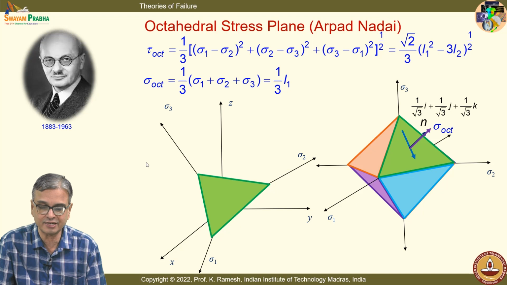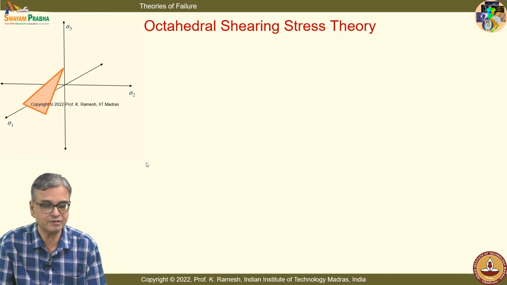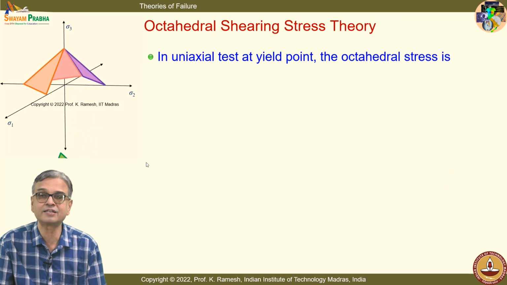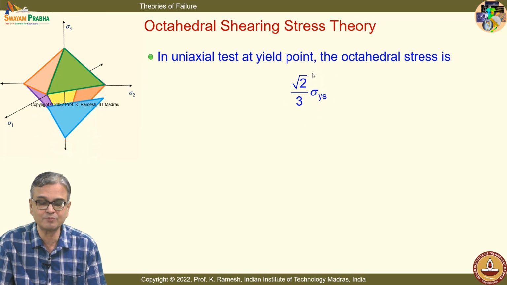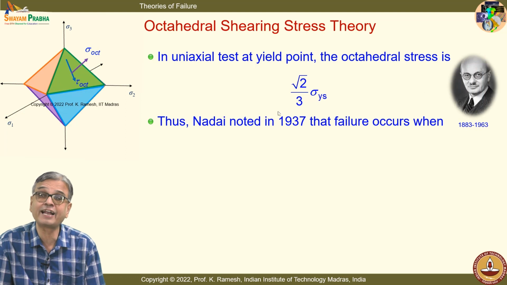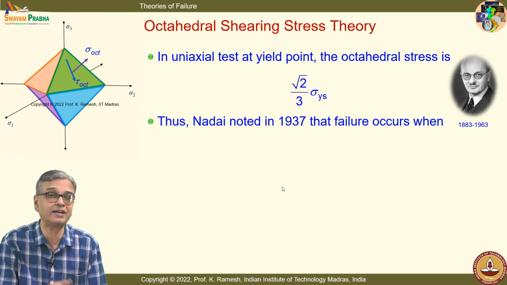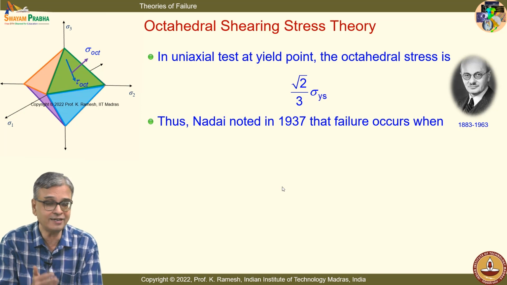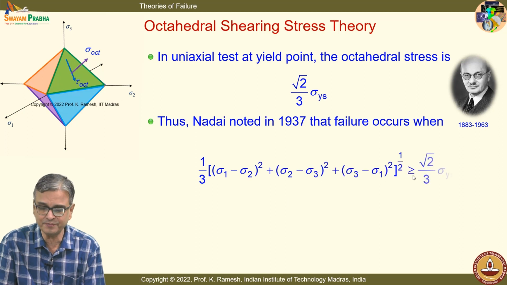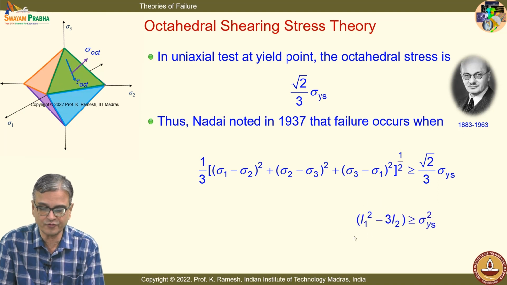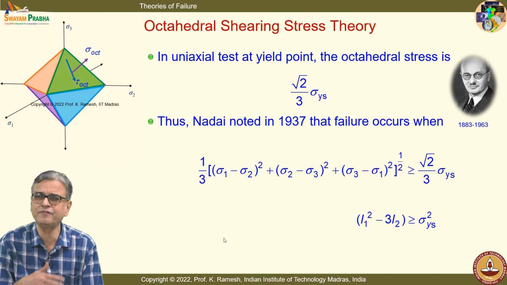So, I have this shear stress here. This theory says what happens in a uniaxial test. When you substitute the values of sigma 1, sigma 2, sigma 3, sigma 2 and sigma 3 are 0 and sigma 1 is sigma ys, it becomes root 2 by 3 times sigma ys. So, he noted in 1937. We saw Henky gave an explanation in 1924. In 1937, he noted that failure occurs when this reaches a critical value, okay, and this can also be put in terms of invariants. So, there are different ways of putting it.